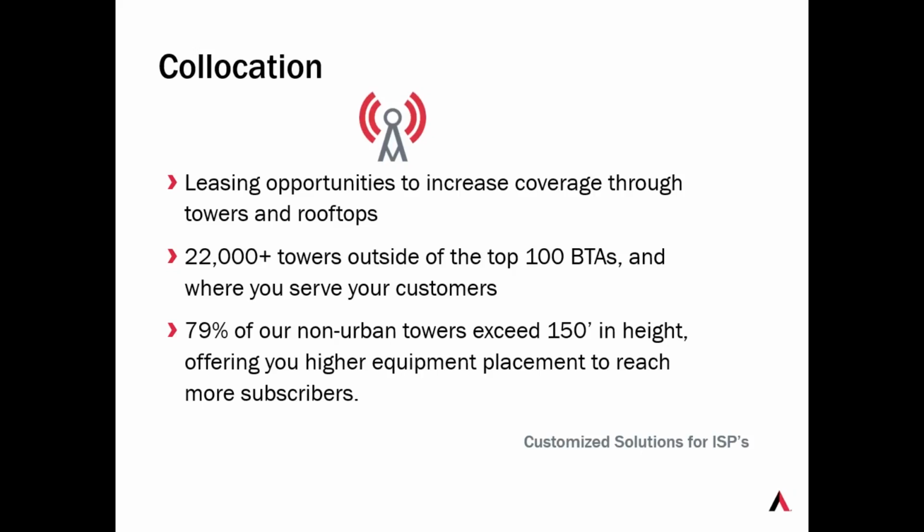So 22,000 of our 40,000 towers are outside the top 100 BTAs and are typically where our rural ISPs are operating. So they're taller towers, they're things that can be utilized quickly to deploy networks, especially when trying to build out in these identified CAF markets. 79% of those 22,000 towers exceed 150 feet in height, which is really a benefit.